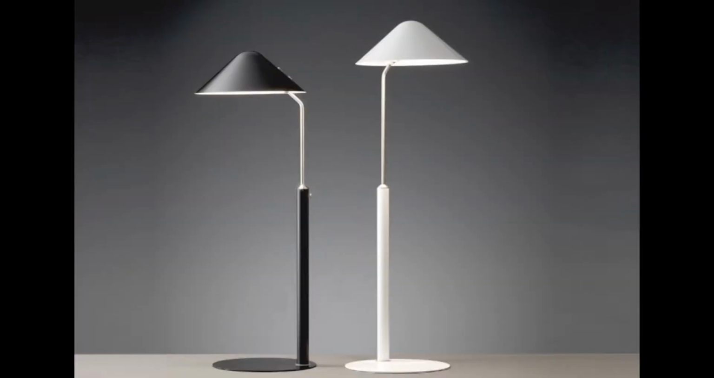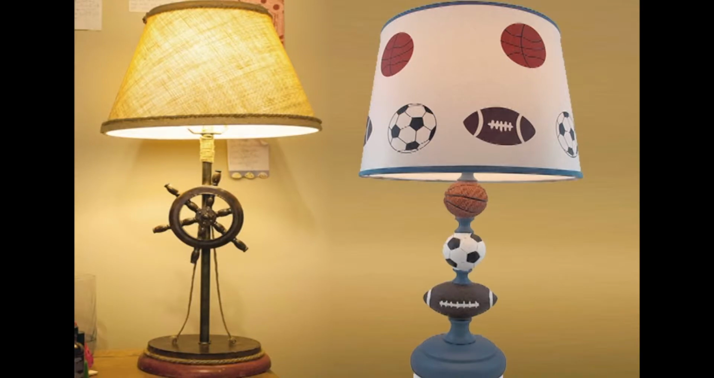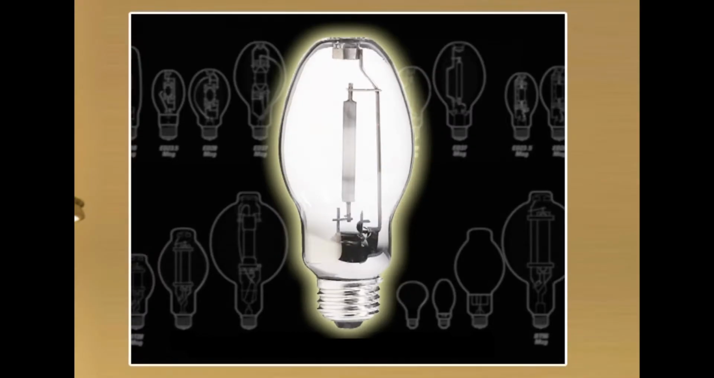Today, lamps are made to fit any mood or special needs, and they come in several sizes and shapes. Types of lamps include floor lamps, wall lamps, theme lamps, and high-intensity lamps with a direct beam.